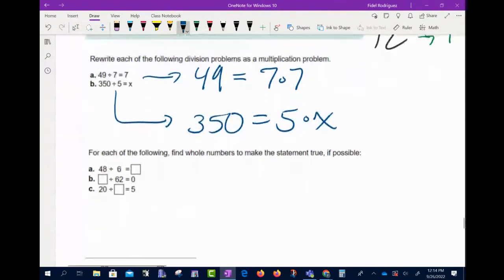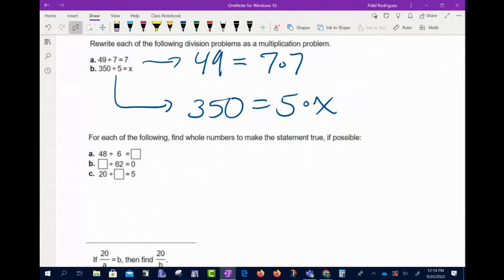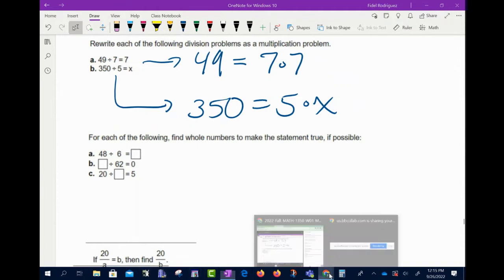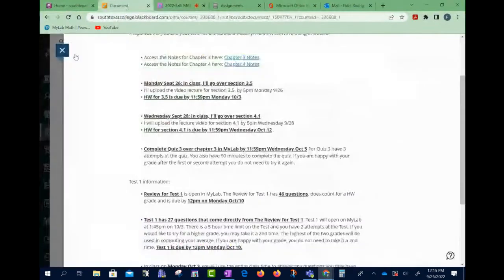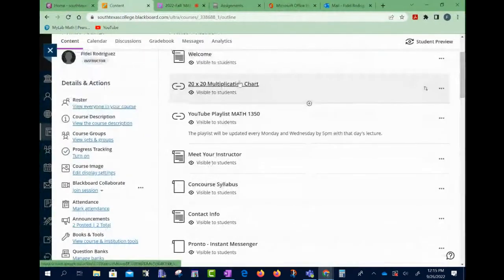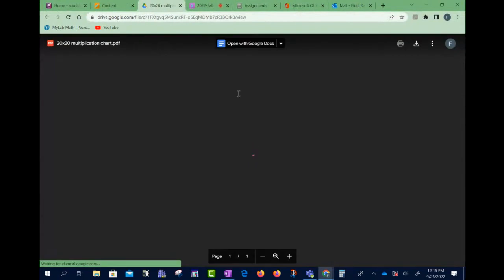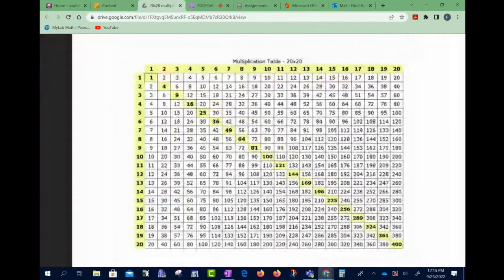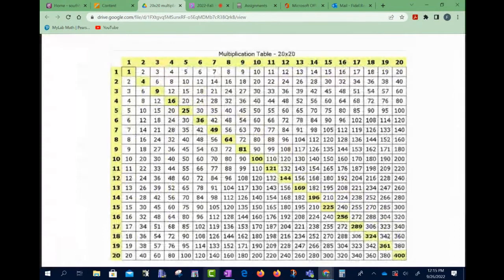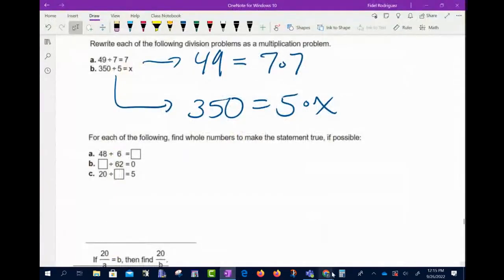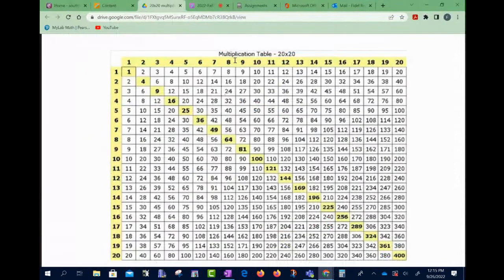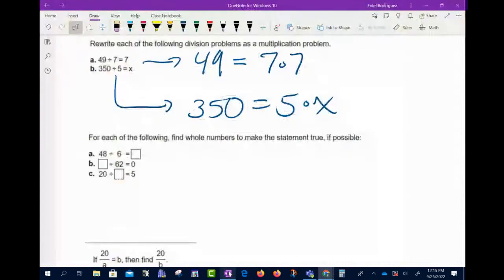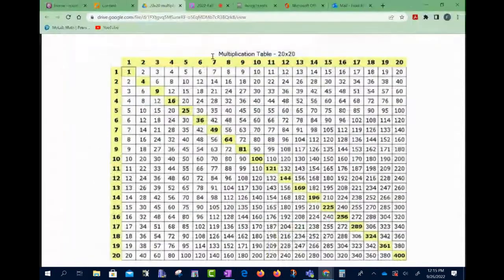Okay, and so for the next problem I have here, it says for each of the following, find whole numbers to make the statement true if possible. Okay, first question. Again, 48 divided by 6. So y'all, I told y'all on our Blackboard page, at the very top, I did include a multiplication table, okay? So I'm just going to zoom in on this because when I'm doing these problems, it's going to help me out. Like 48 divided by 6, I know we all know how to divide, but I'm going to scroll here to the 6 and look for 48, here it is.